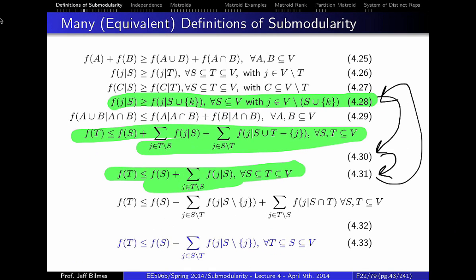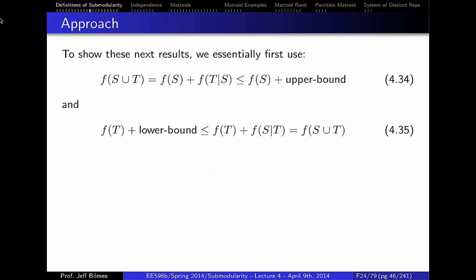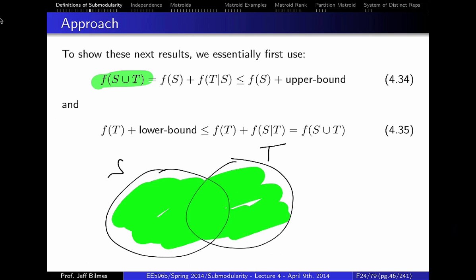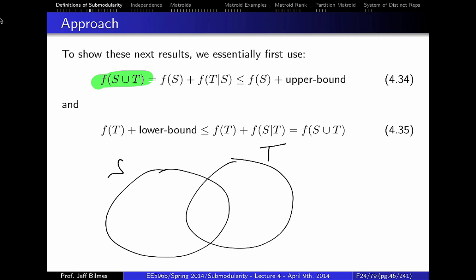Okay, it's probably about 15 seconds. And to show them, it's actually an interesting way. What we're going to do is start with f of S union T. It's like we have S and T here, and the value on all of this stuff together is equal to, we know from the gain, the value of S plus the value of T except for S, right?